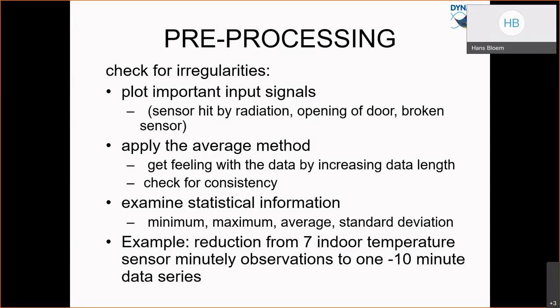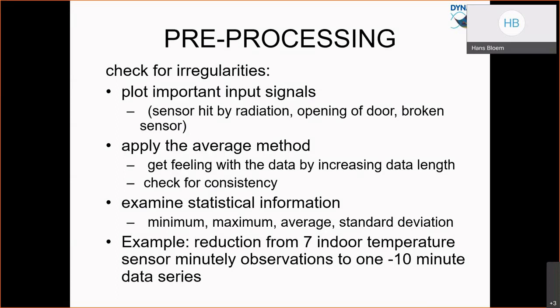And then, of course, you can also apply the average method. The average method gives you a first idea of the data. And there are different ways. In the next slide, I give you a way how to do that. It is giving you some confidence in what you can expect. And as I said before, you will not find any dynamic information, but you find more steady state information in it.